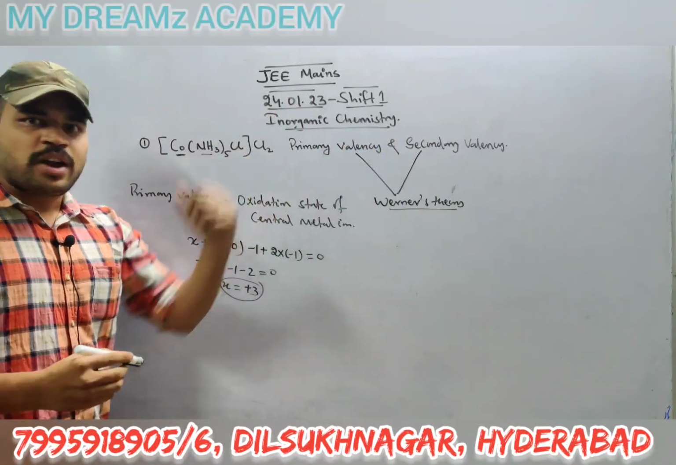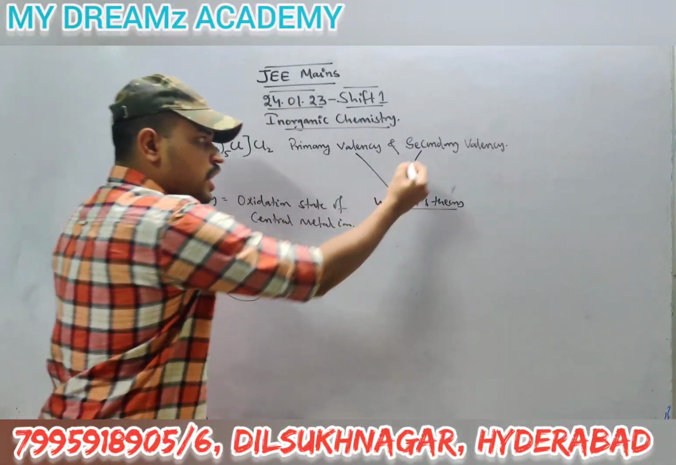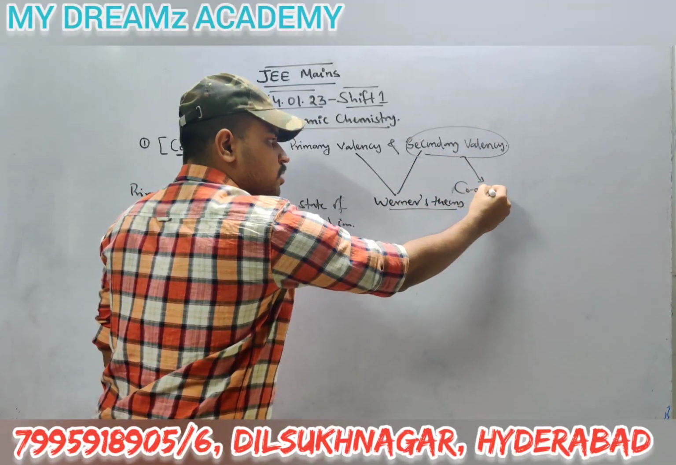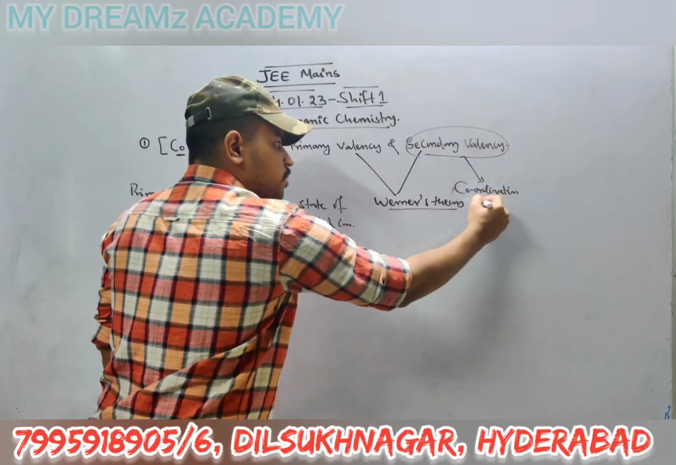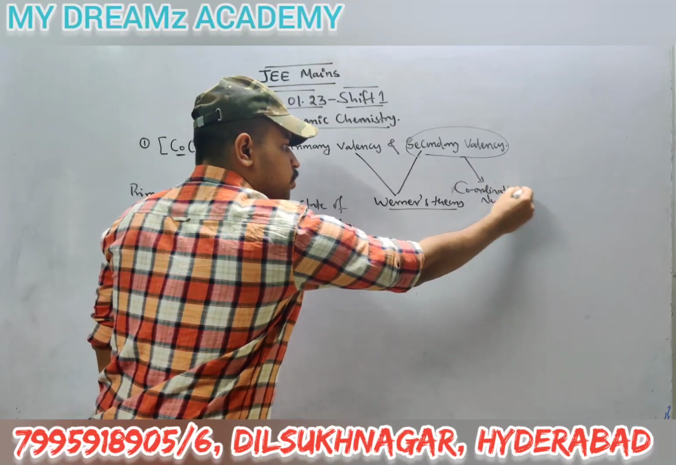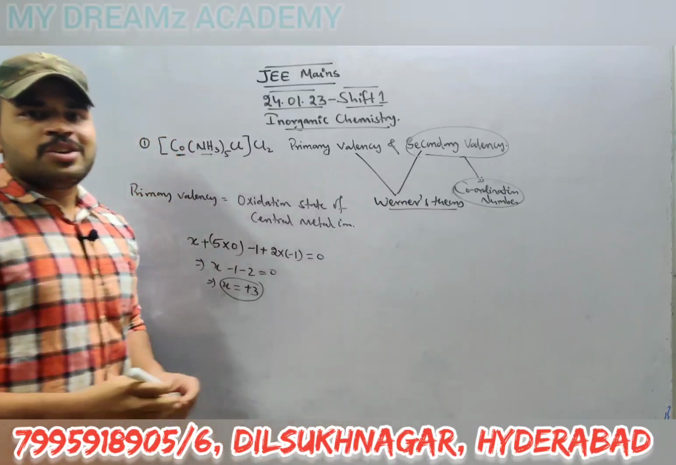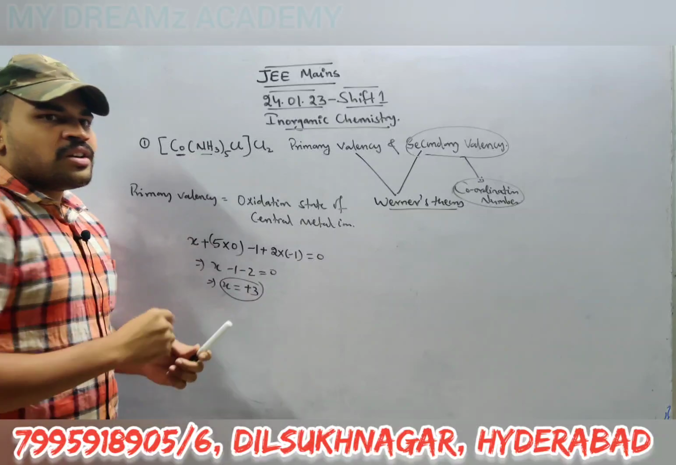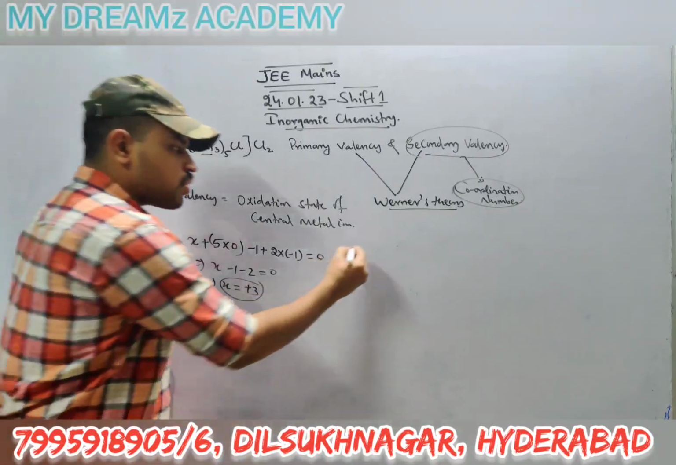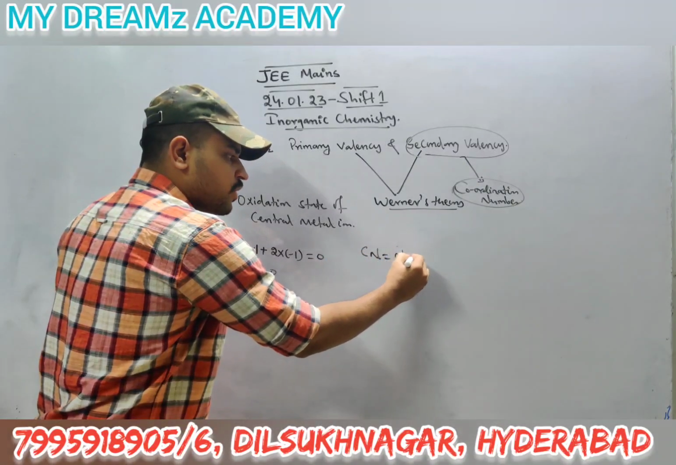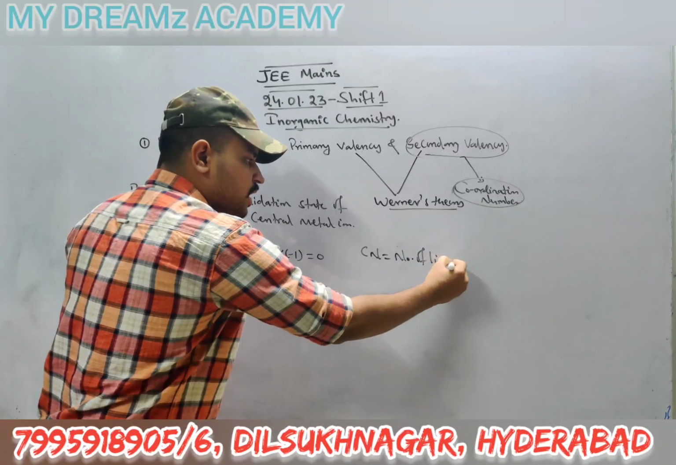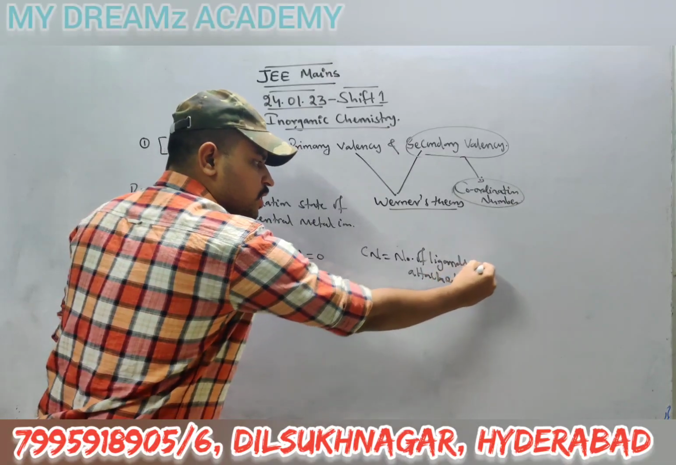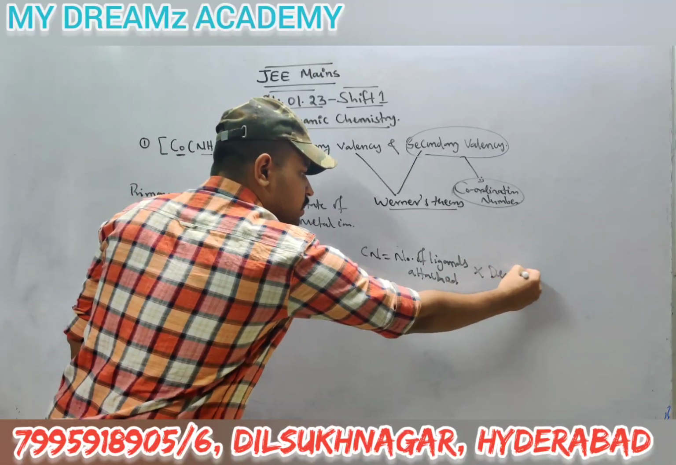So what is the secondary valency? According to Werner's theory, secondary valency is nothing but the coordination number. If you are able to find out the coordination number, you get the secondary valency. So how will you find the coordination number? It is the number of ligands attached to the central metal atom into its denticity.